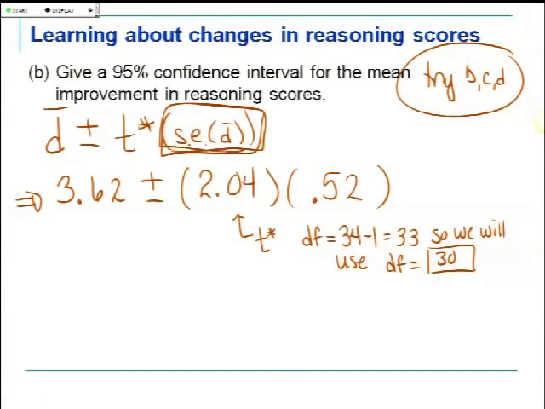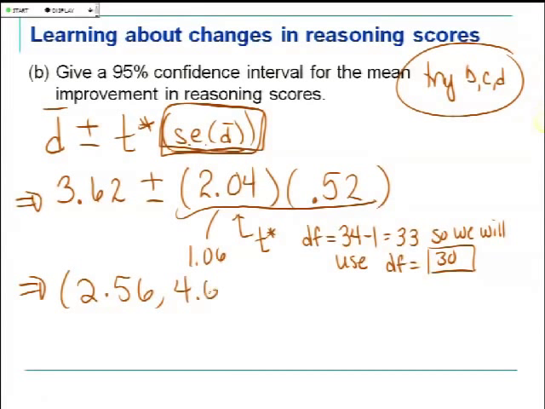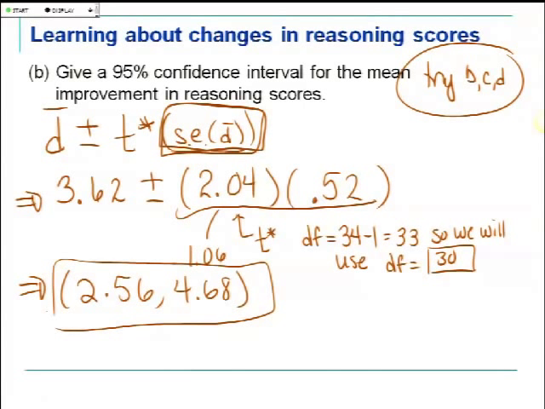All right, what do we get for our margin of error? About 1.06, and an interval going from 2.5 points to almost 5, 4.68. We would estimate the mean improvement in reasoning for the population of preschool children, like our sample represents, to be anywhere from 2.56 points all the way up to possibly 4.68 points. And we give you that range of reasonable values with 95% confidence behind it.